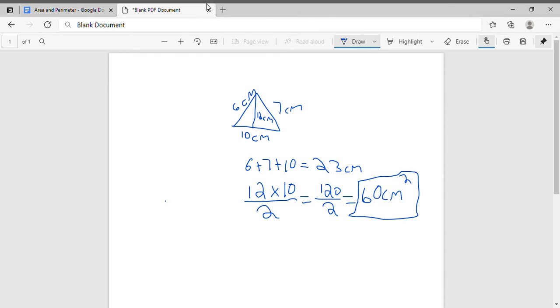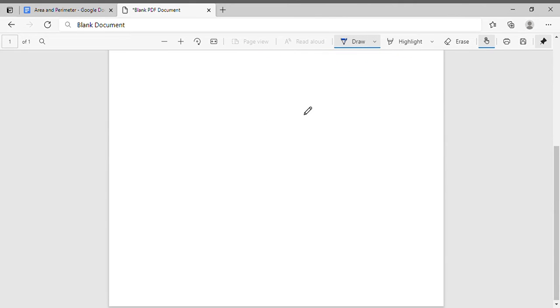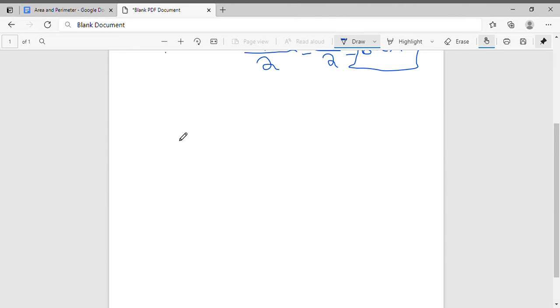Okay, so let's have a practice parallelogram. So here's the parallelogram we're going to use.